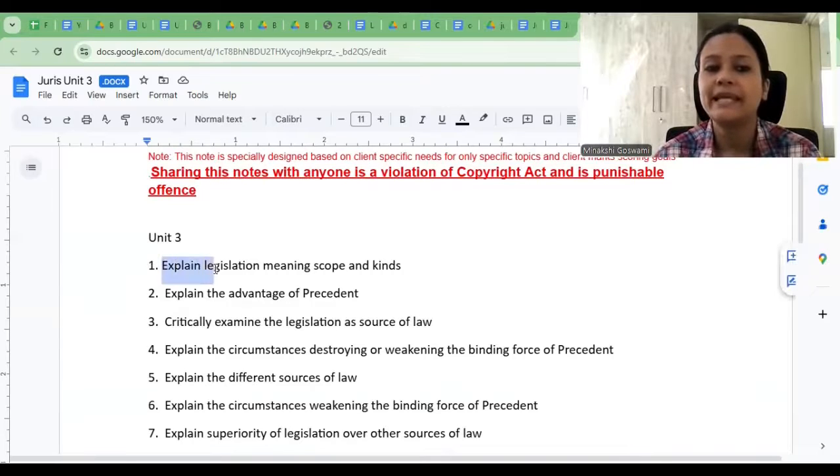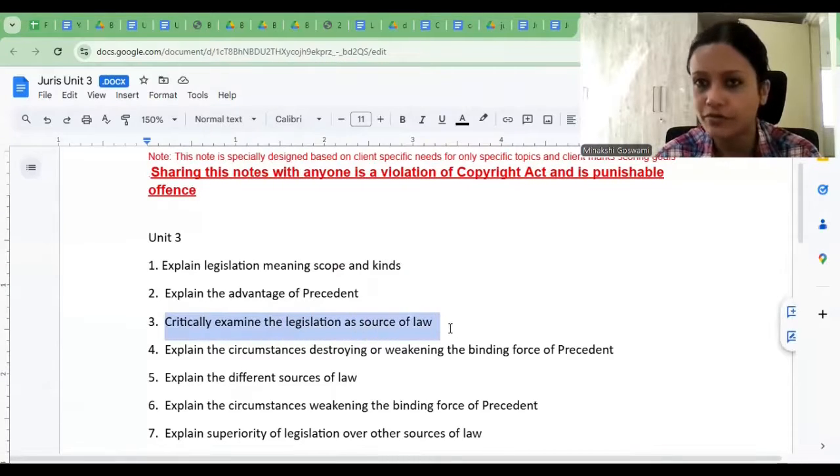So first we have explain legislation, meaning, scope and kinds. What is legislation? What is the meaning of legislation? Its scope and its kinds. Explain the advantage of precedent, why precedent is needed, how it helps. You need to explain that. Critically examine the legislation as a source of law.